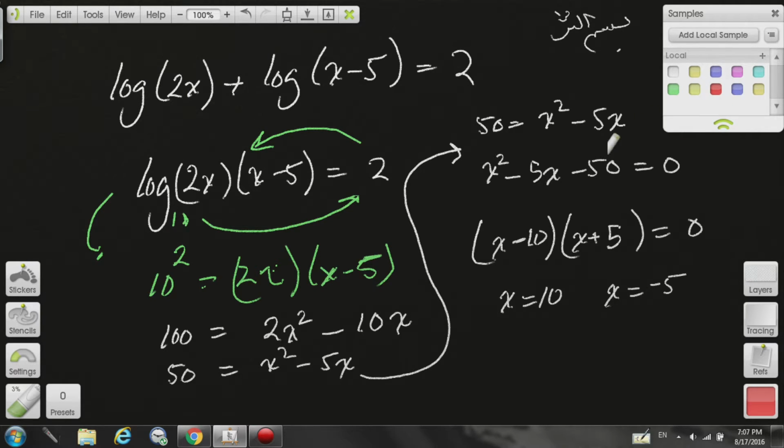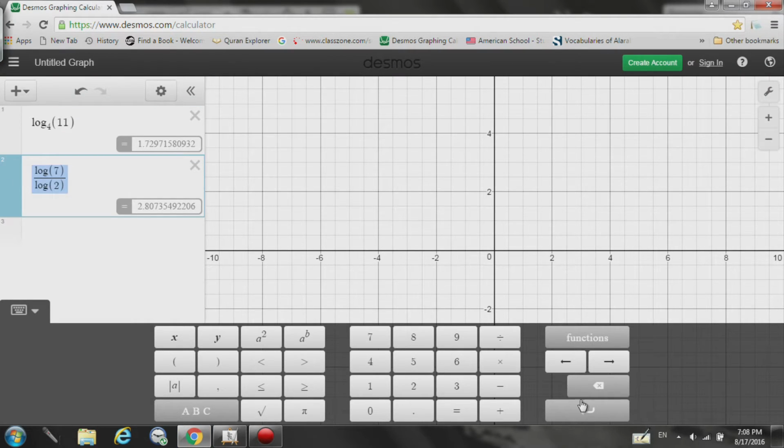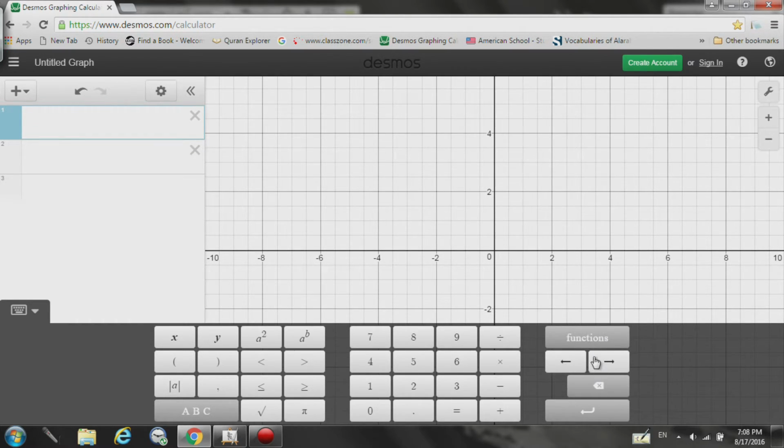Now you have to be careful here. Say you get 2 answers. One of them is a redundant answer, and I'll tell you which one it is. It is this one. The reason is that you can't take a log of a negative number. If I try to take a log of negative 10, it's undefined. You can't do it.